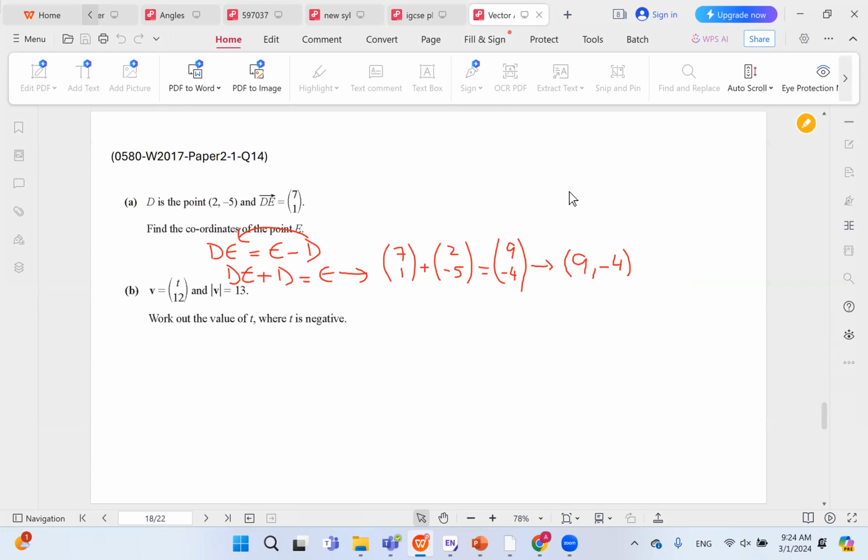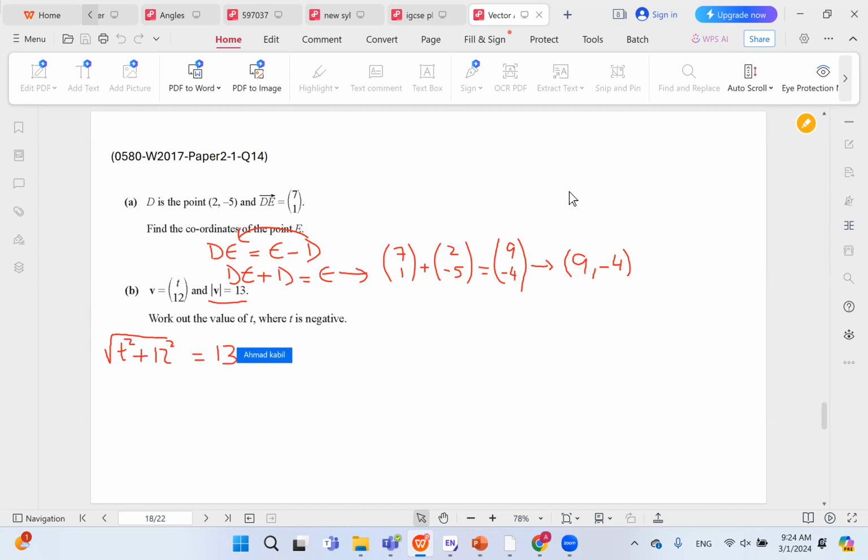Now in B, we're told that vector v is (t, 12), and the absolute value is 13. Work out the value of t where t is negative. So to get the magnitude of a vector, we apply the Pythagorean theorem. So root of t squared plus 12 squared equals 13.